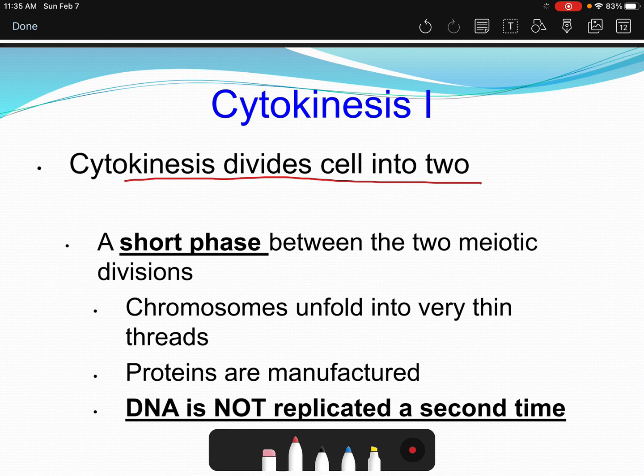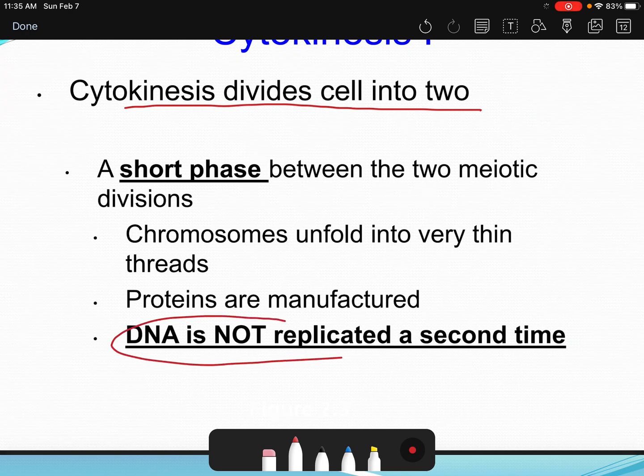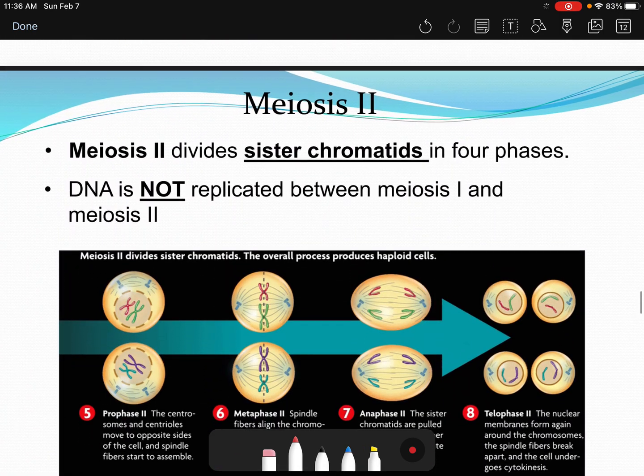Now, there may be a short phase in between meiosis 1 and meiosis 2 where the chromosomes temporarily unwind a little bit, more proteins are made, but the DNA is not replicated, okay? So it's not a true interphase like our first interphase, where the interphase has that S phase and the DNA is replicated. That does not happen here. So this is kind of a mini interphase in between meiosis 1 and 2 where we may still need to produce some more proteins and things, but we're not replicating the DNA.